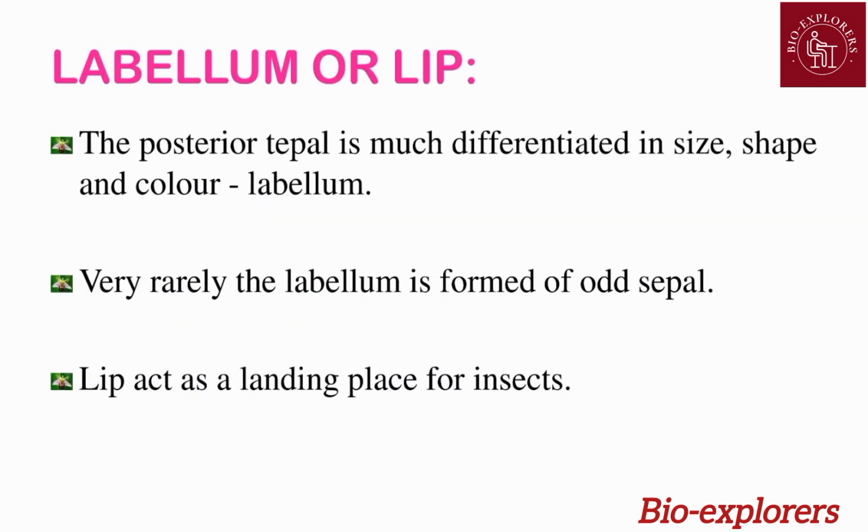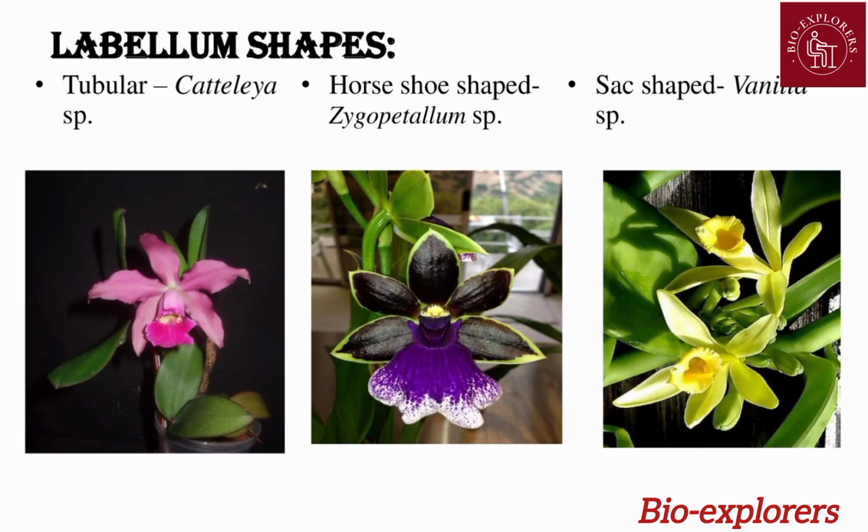In Orchidaceae members, a special tepal is there. That specialized tepal is known as labellum or lip. So in Orchidaceae members, the two tepals look similar, whereas the posterior tepal is much differentiated in size, shape and color. That modified tepal is known as labellum or lip. Very rarely, the labellum is formed of the odd sepal. The main function of this labellum or lip is to act as a landing place for insects during the pollination process. So it is flexible in some species. Example, Phalaenopsis species. Generally, in Orchidaceae members, the labellum is showy and it shows various shapes.